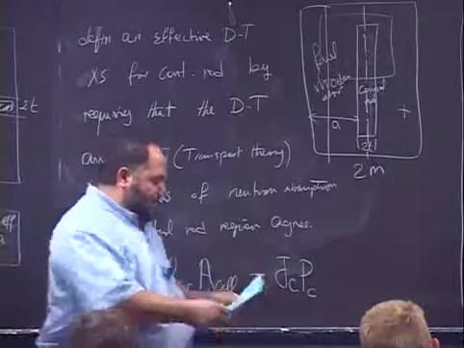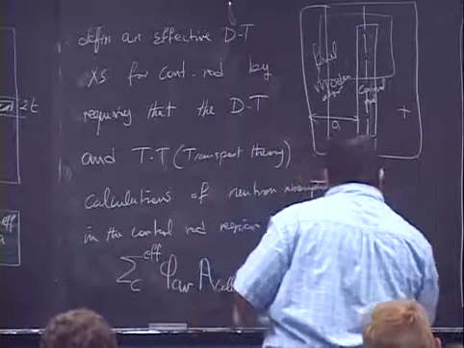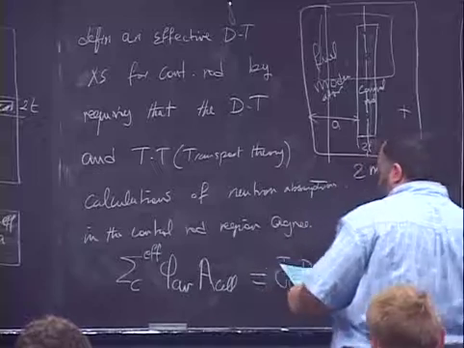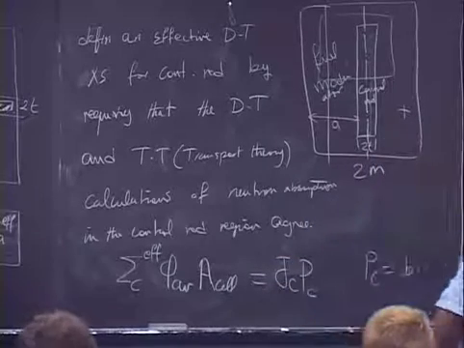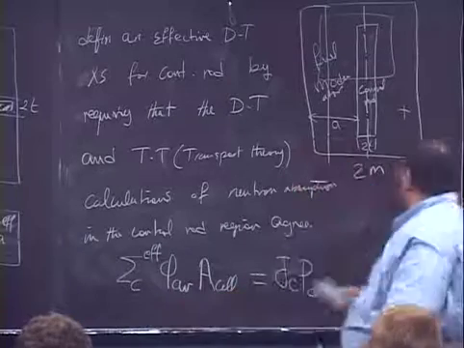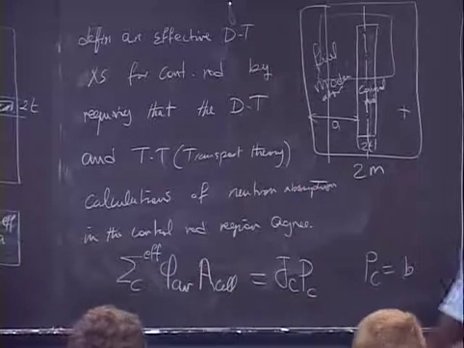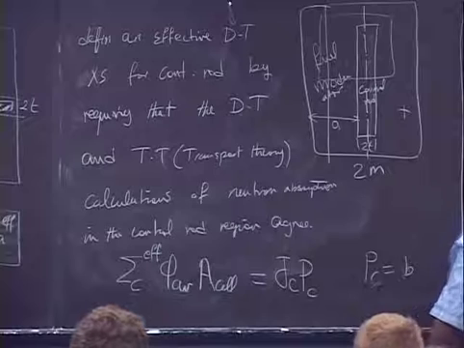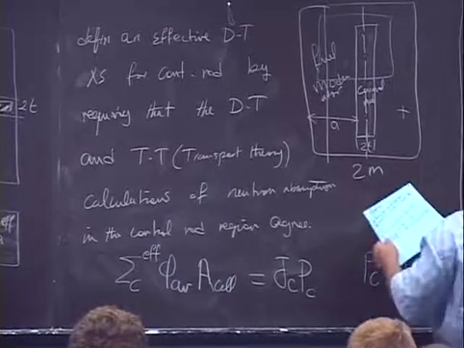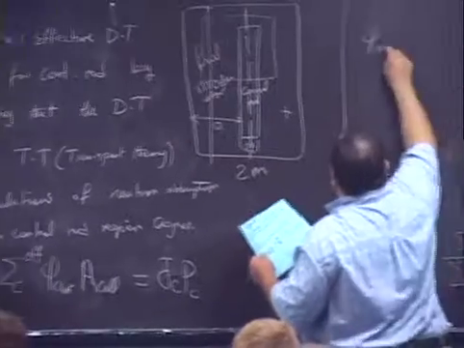So PC is just equal to B. And I will tell you what B is now. So phi average is the average what?